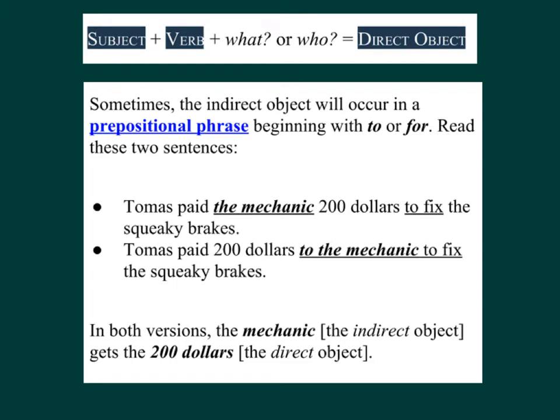Sometimes the indirect object will occur in a prepositional phrase beginning with to or for. Read these two sentences. Thomas paid the mechanic $200 to fix the squeaky brakes. Thomas paid $200 to the mechanic to fix the squeaky brakes. In both versions, the mechanic, that is the indirect object, gets the $200, that is the direct object.